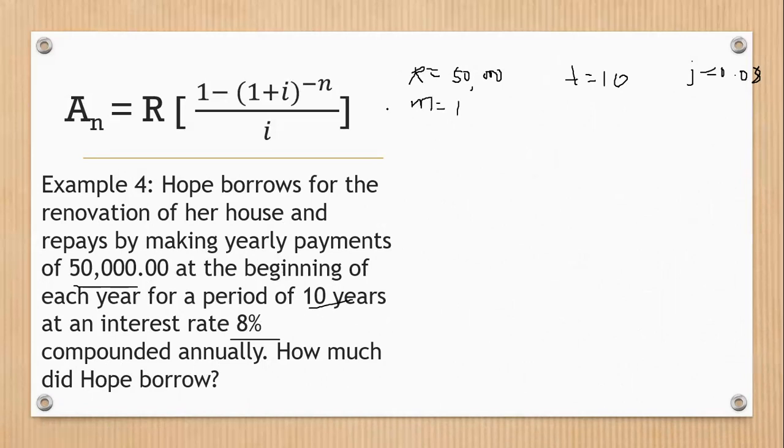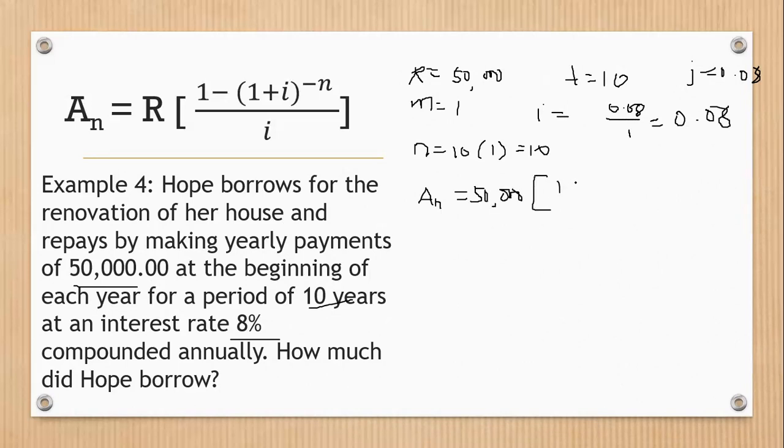How much did Hope borrow? So I po natin is 0.08 divided by 1. So we have 0.08. N po natin, 10 multiplied to 1. So we have 10. Kompleto na po ang given. So substitute po natin siya. R natin is 50,000. Quantity 1 minus quantity 1 plus our I, which is 0.08 raised to negative n. N natin is 10 divided by I, which is 0.08.